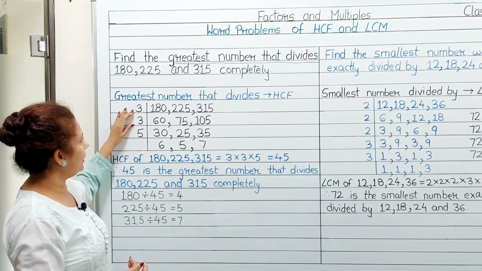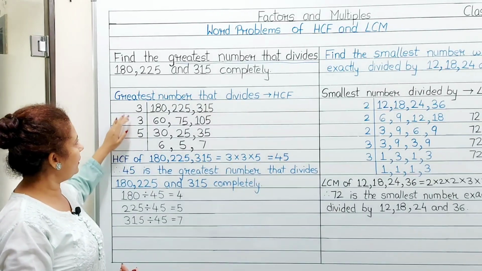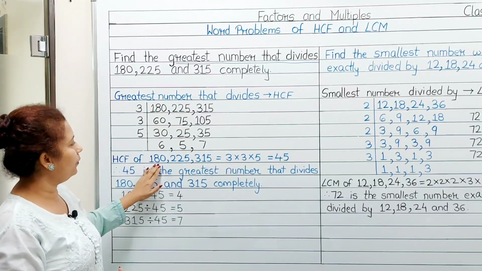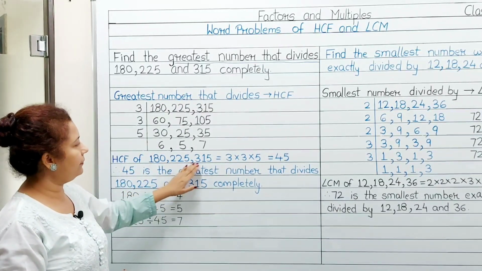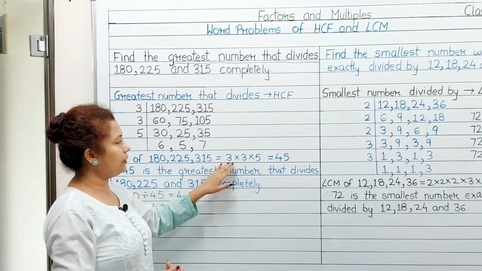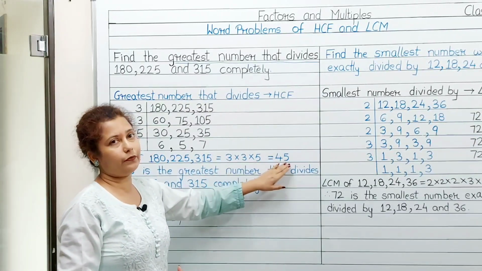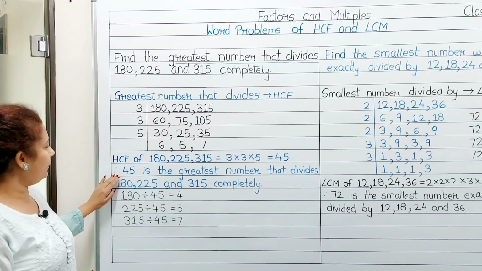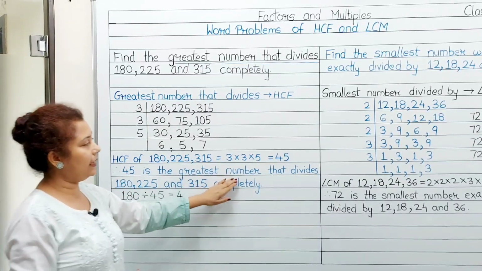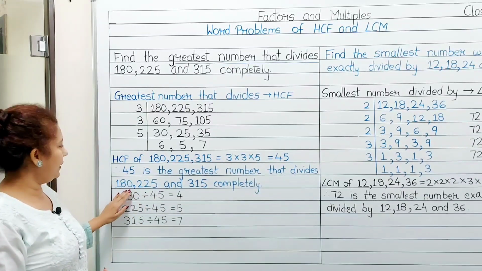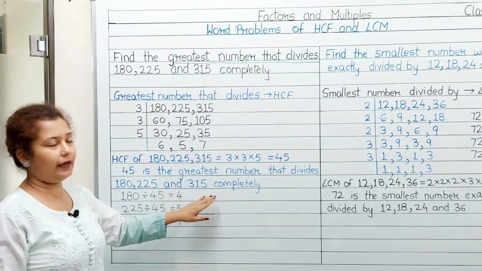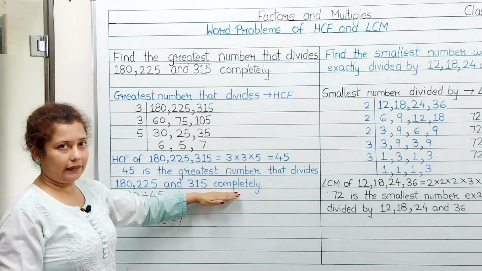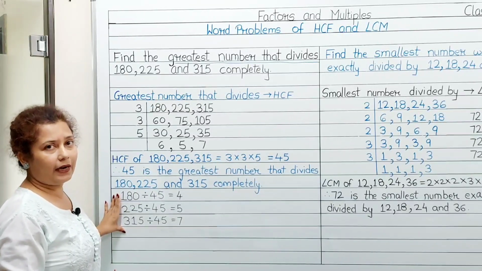So the factors we got are 3, 3 and 5. So HCF will be 3 into 3 into 5. So we will write that HCF of 180, 225 and 315 is equal to 3 into 3 into 5 equals 45. Then we will write a complete statement. Therefore, 45 is the greatest number that divides 180, 225 and 315 completely. Here the sum ends. You have to just write till here. This part is just for understanding.